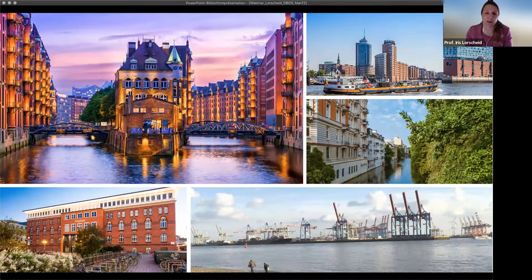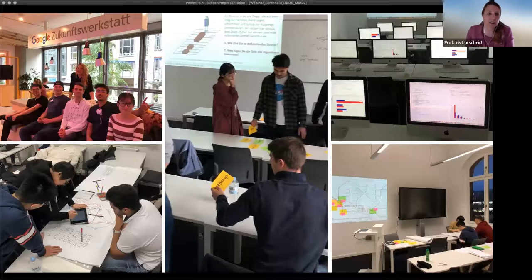And we are very successful also in the employability rate in general at UE and also in particular here in Hamburg. And this is just a few silly pictures from my lectures. You see on the top left, we went to the Google Zukunftswerkstatt. It's a workshop in Hamburg with Google where I went with a few students. Here you see how we develop algorithms. So sometimes we even use papers.